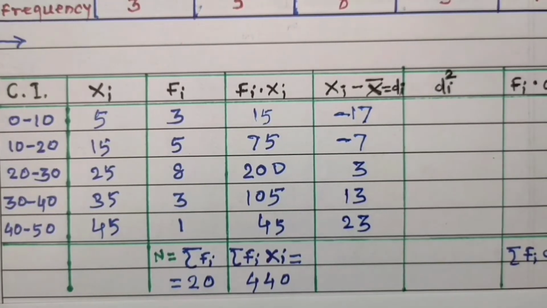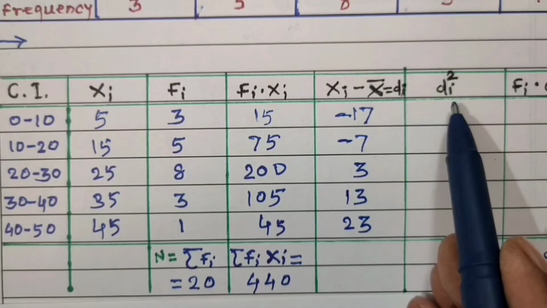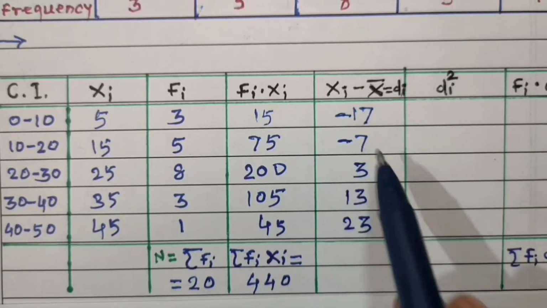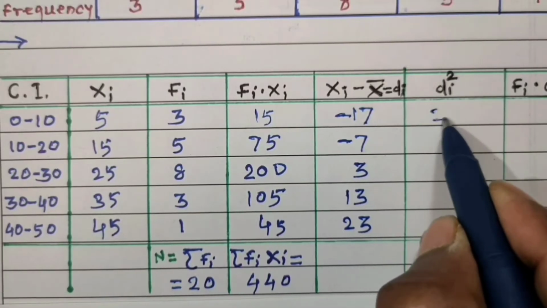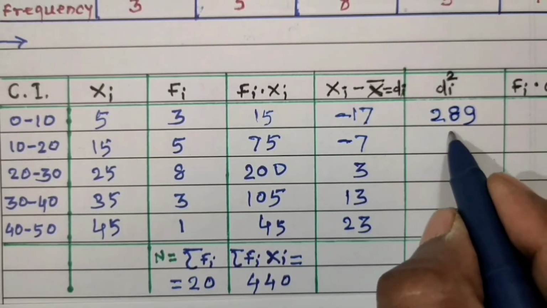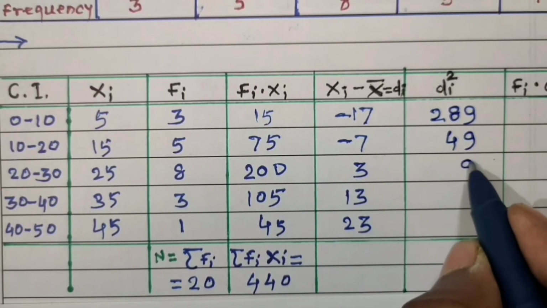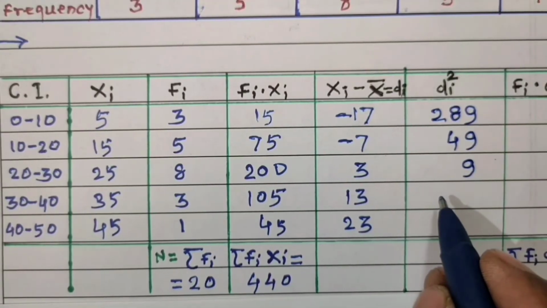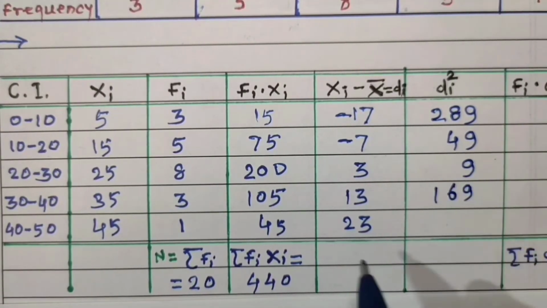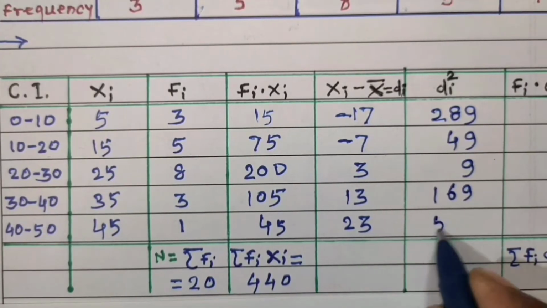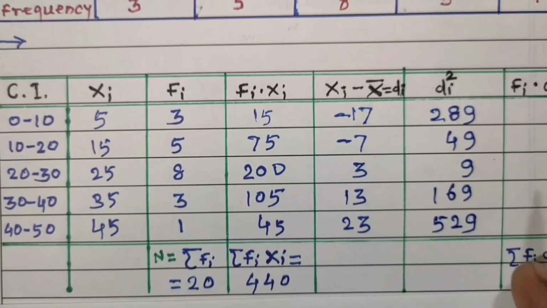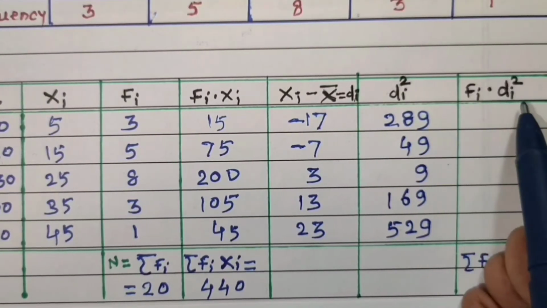Now we have to take di square of each value from this column. Minus 17, its square is 289. Minus 7 square is 49. 3 square is 9. 13 square is equal to 169. And 23 square is equal to 529.